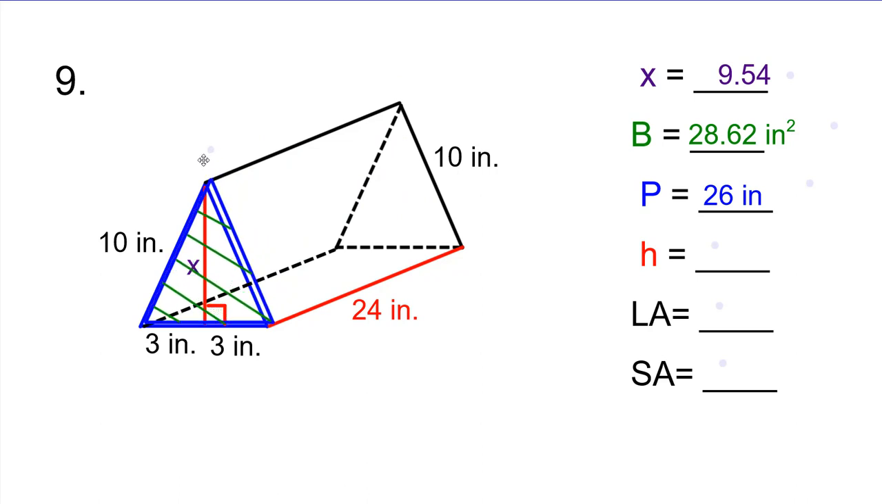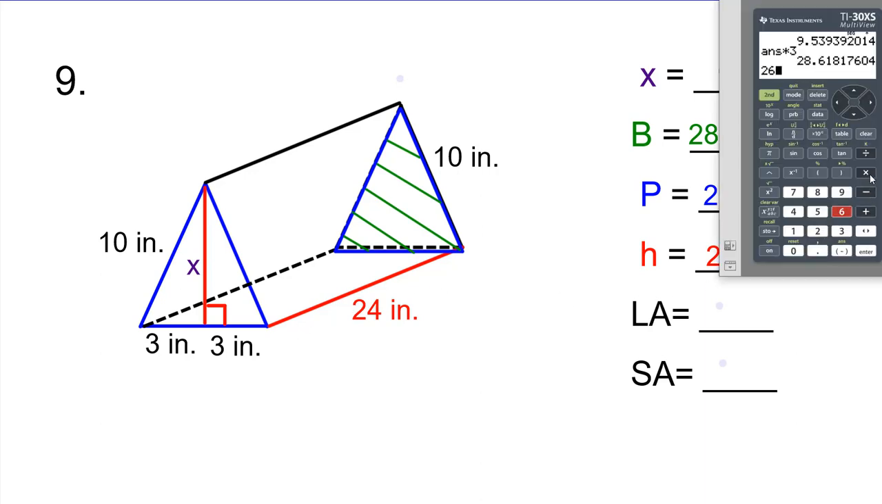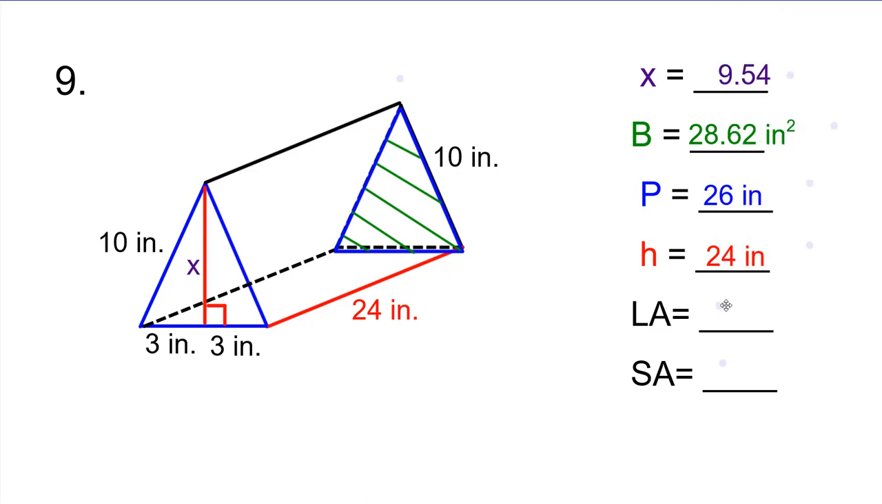The height is the distance between our two bases. So from here to here, that distance is going to be 24. And so the lateral area is going to be the perimeter, which we said was 26, times the distance between it. So 26 times 24. And we'll just put that in the calculator, which is 624 inches squared. And that's our lateral area going around the bases.